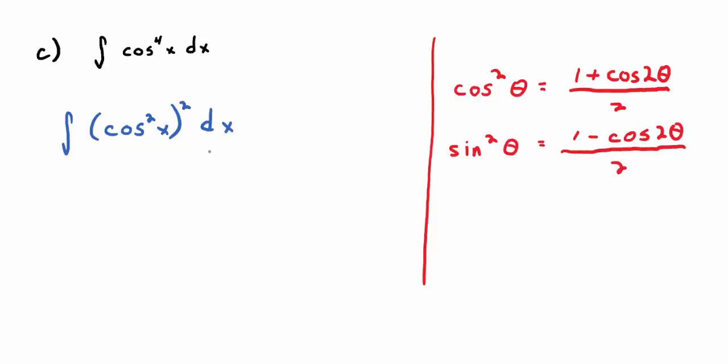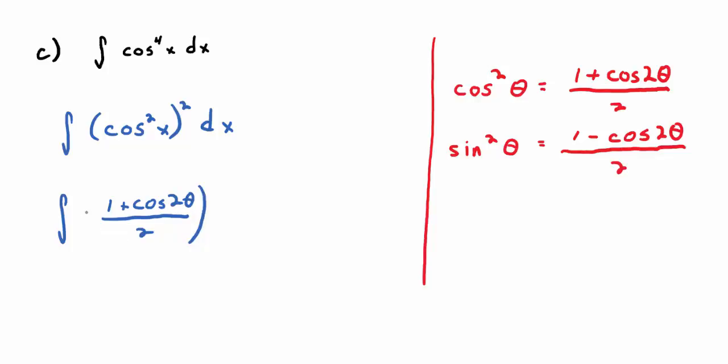So one place to start then would be replacing that inner cosine squared with the first identity in red there. Cosine squared theta is 1 plus cosine 2 theta over 2. So that's where we're going to start. OK, so I do that. I get 1 plus cosine 2 theta all over 2, and then that whole thing squared.